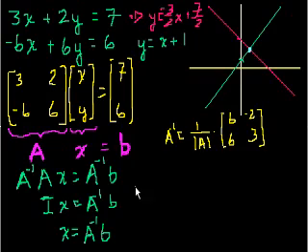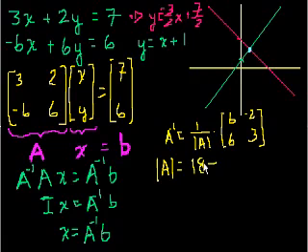And what's the determinant of A? The determinant of A is equal to this times this minus this times this. So 3 times 6 is 18, minus this times this. So 6 times 2 is 12, but that's a minus 6, so it's minus 12. So minus minus 12 is equal to plus, so 18 plus 12 is equal to 30. So what does A inverse equal? 1 over 30 times this thing.